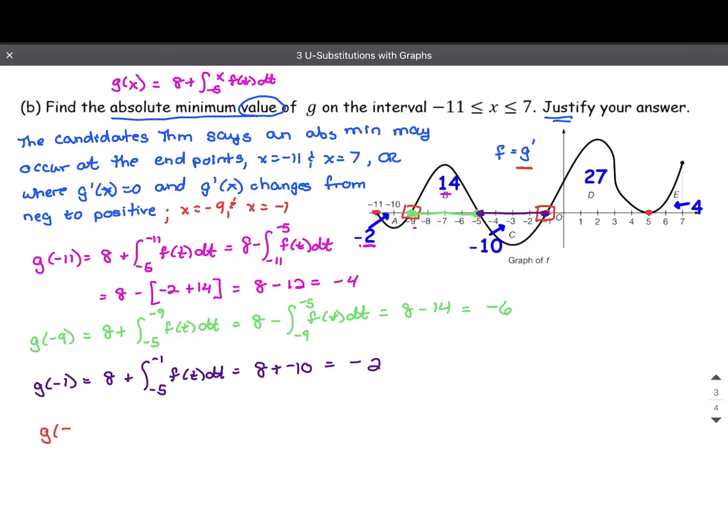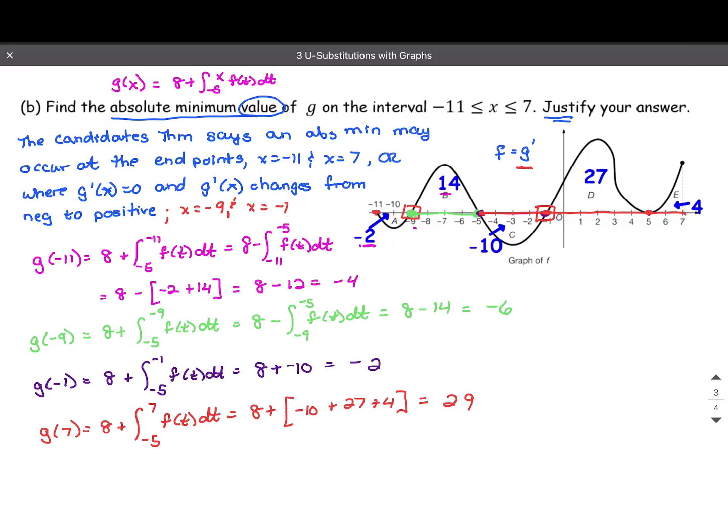Then we have to find g of 7, which is 8 plus the integral from -5 to 7 of f of t dt. So that's 8 plus, now the integral from -5 to -1, that's -10. From -1 to 5, that's a positive 27. And from 5 to 7, that's 4. So we add all that up, we're going to get 29.